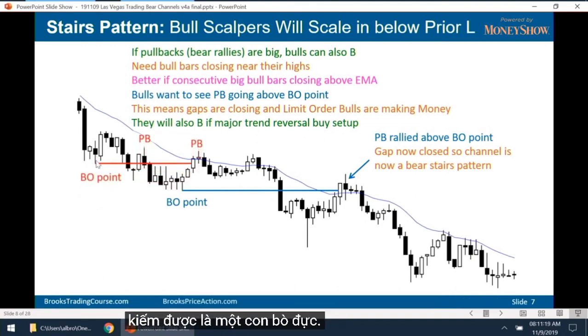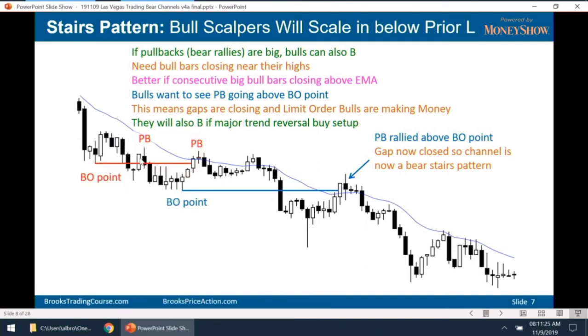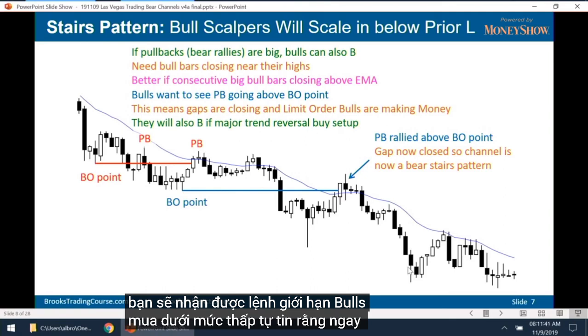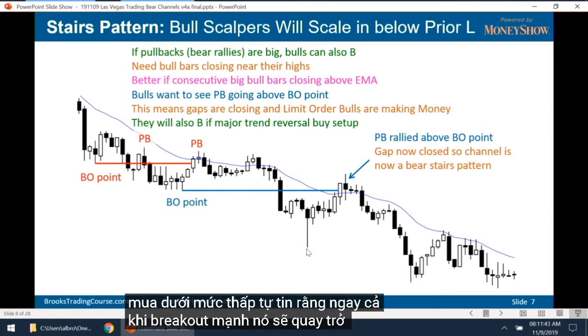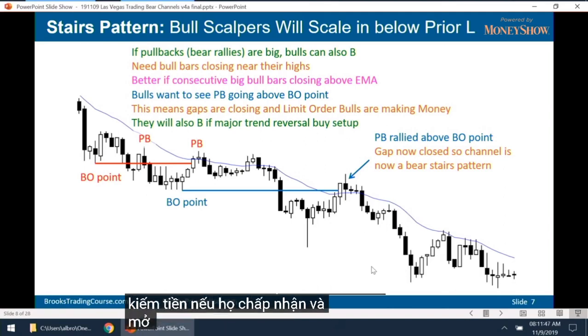Another example, we have a breakout here to a new low. So this is the breakout point. The market pulled back and it went above the breakout point. And therefore, limit order bulls. Once bulls start to see a pullback going above breakout points, you'll get limit order bulls buying below lows, confident that even if the breakout is strong, it'll come back above that breakout point and they can make money if they take the buy and scale in lower.